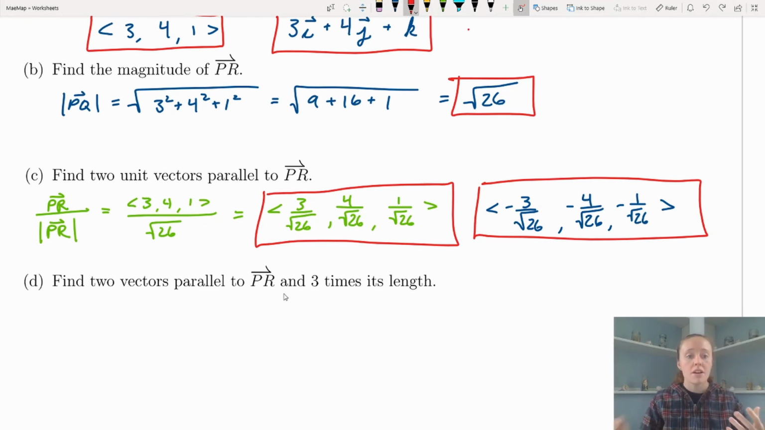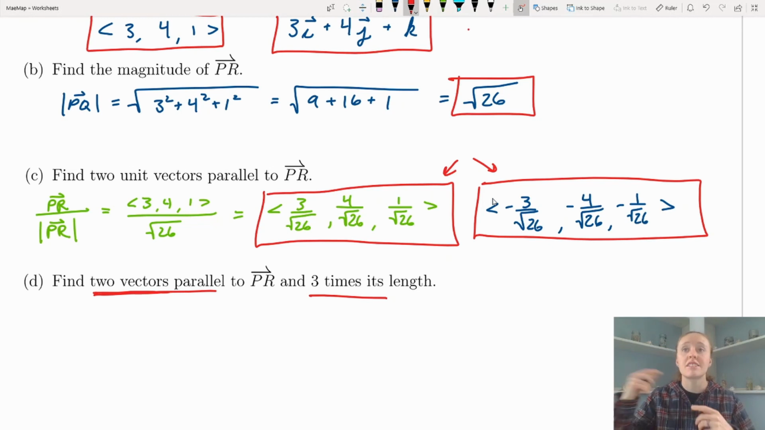And because we need 2 vectors parallel with the same length, remember vector is direction and magnitude, that magnitude has to be the same, so we have to keep it at 3, but our direction can be opposite. So I'm just going to take my unit vector and multiply it by 3. I can take each of my unit vectors and multiply them by 3, because then I'll get that same direction and the opposite direction, both with a length of 3. Or you can think about just taking our positive unit vector and multiplying it by a 3 and a -3.